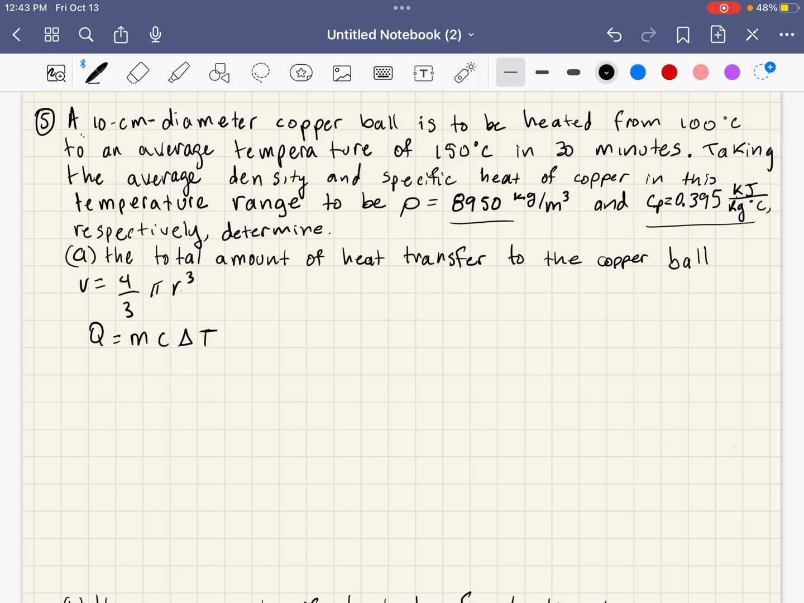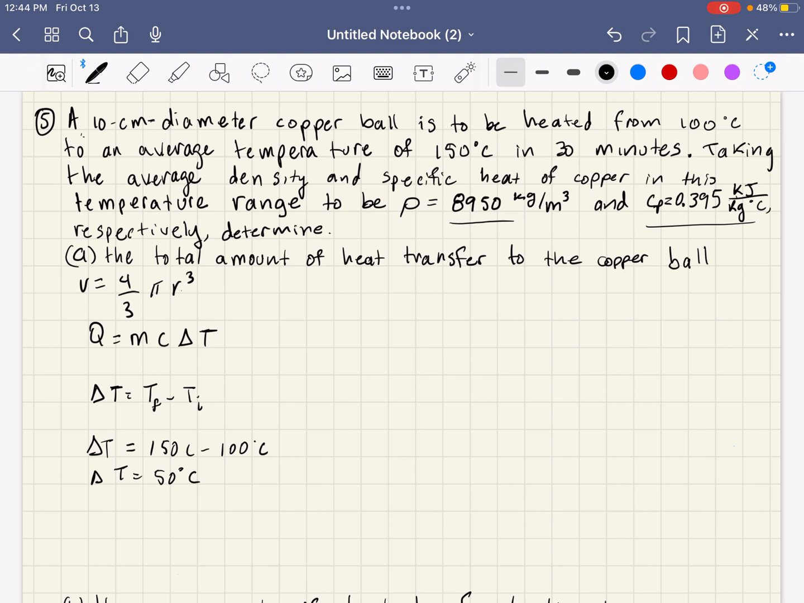Okay, so let's look at the difference in temperature first. Delta T is just going to be the final temperature minus the initial temperature, which we know that we started at 100 degrees and we ended at 150 degrees. So 150 degrees Celsius minus 100 degrees Celsius. So delta T in this case is just 50 degrees Celsius.